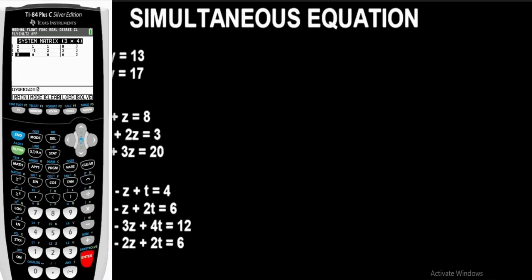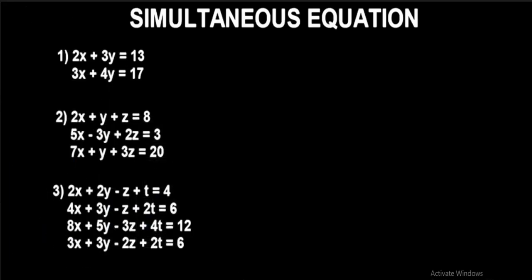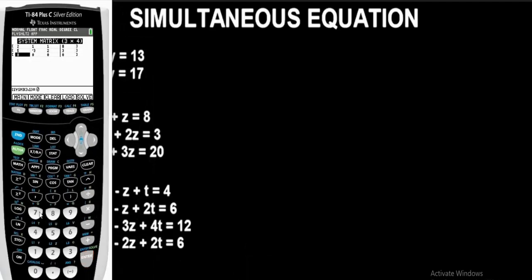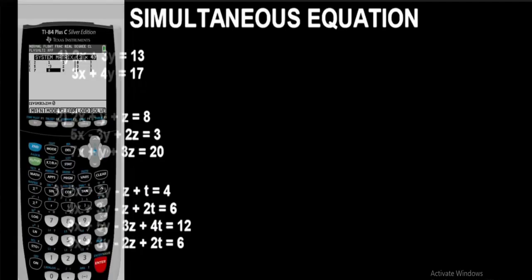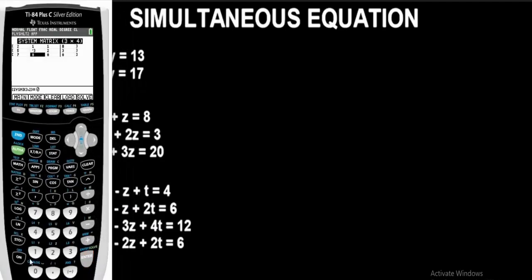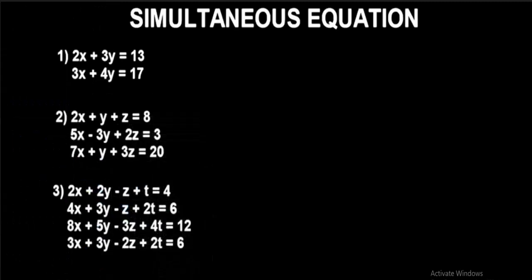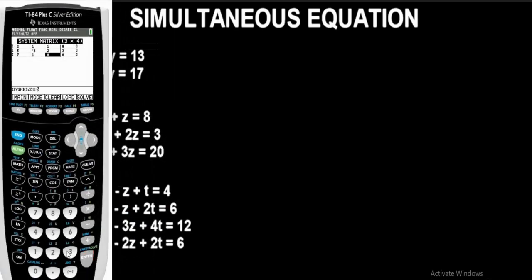Alright, so the last equation we have 7x. Coefficient is what, 7. Alright, the next one we have plus y. Coefficient is what, 1. Okay, the next one we have 3z. Coefficient is what, 3. Okay, then the constant is what, 20. Alright, so we are good to go.